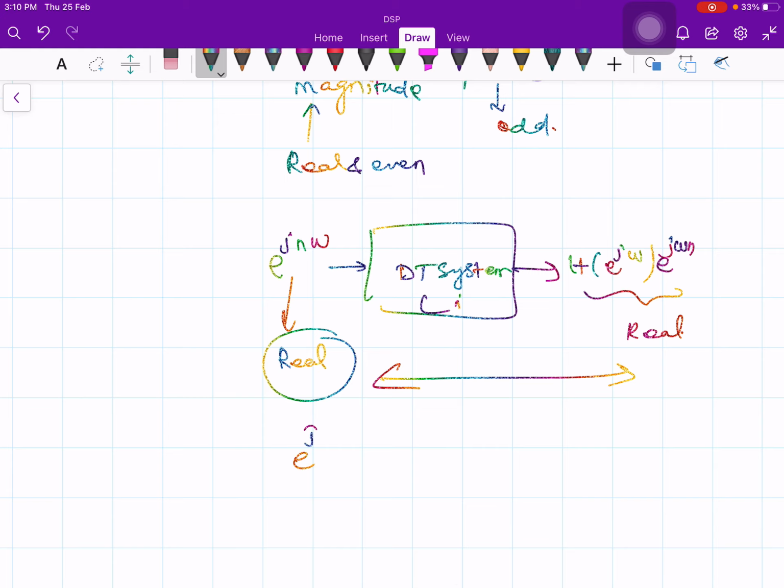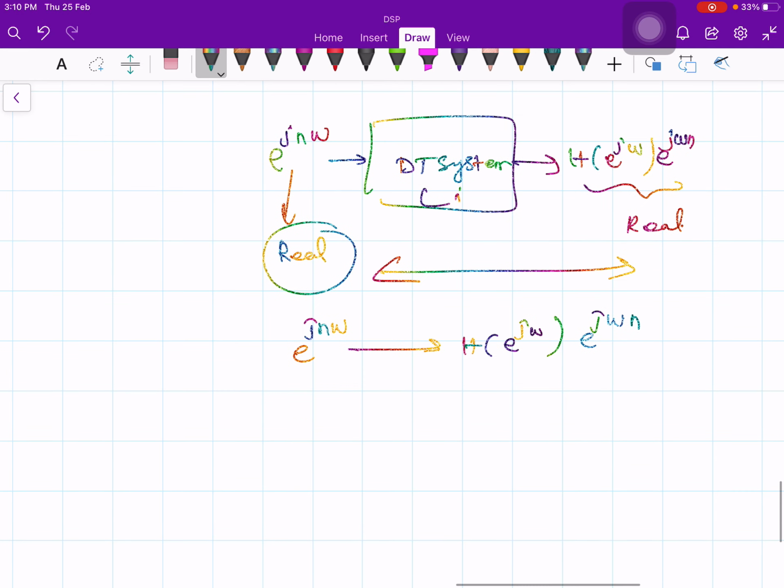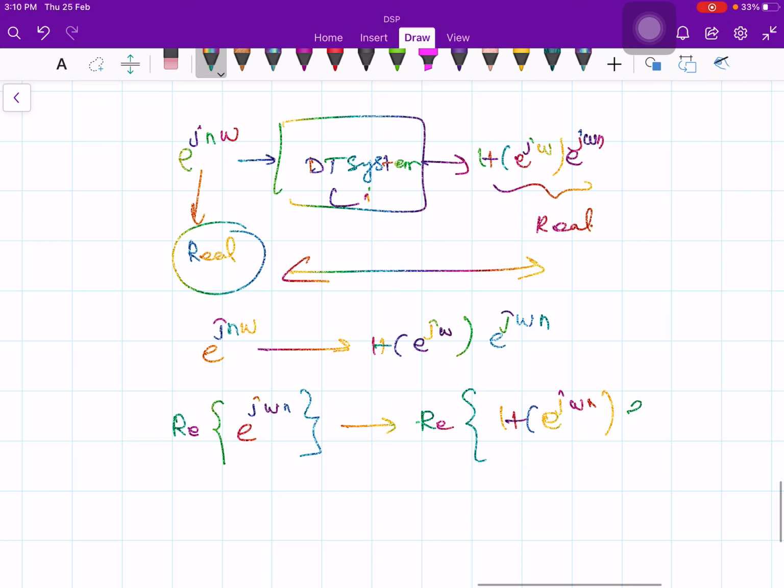e to the j n omega gives rise to H of e to the j omega times e to the j omega n. Then if you take the real part of e to the j omega n, this gives rise to the real part of H of e to the j omega times e to the j omega n. That is it.